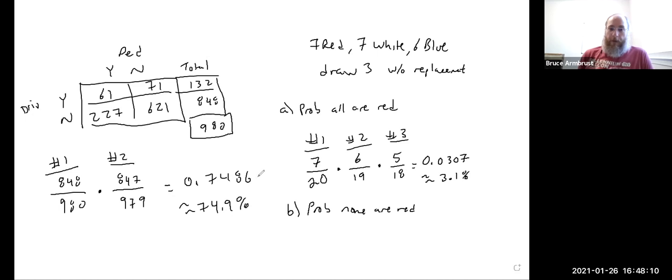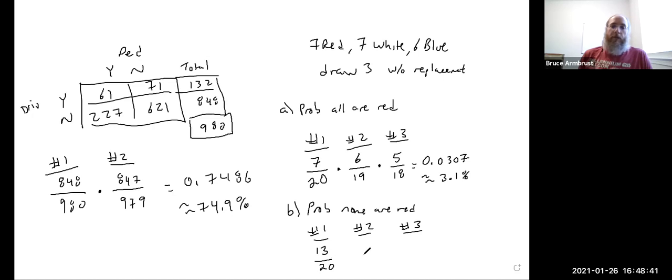For none of them being red, we're going to do exactly the same thing that we just did, where we're going to look at each draw and figure out what's the probability that each of these is non-red. So for the first draw, there are still 20 total marbles, but we're looking for how many of them are not red. And it turns out that there are 13 of them that are not red, because you got the 7 white and the 6 blue.